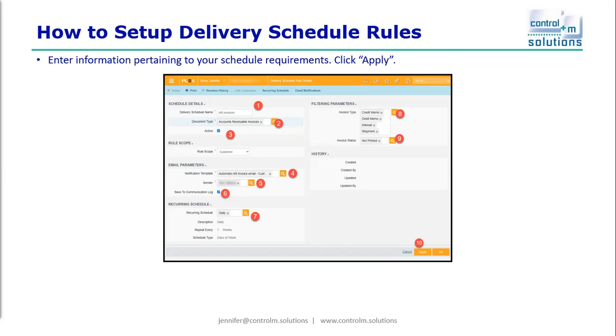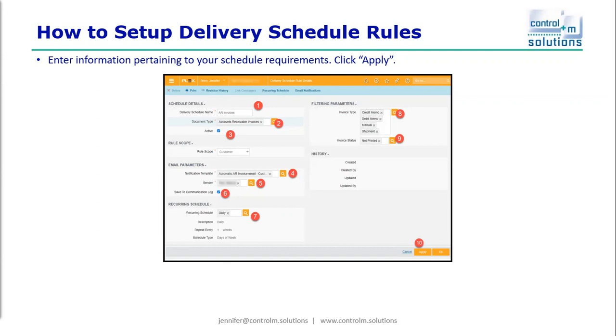Some customers might have a generic IT at Control+M .solutions, so you can use whatever email address your company sets up for that. If you want to save it to the communication log, make sure that's checked, so every email that goes out is saved in your customer's communication log. You want to pull in your schedule.